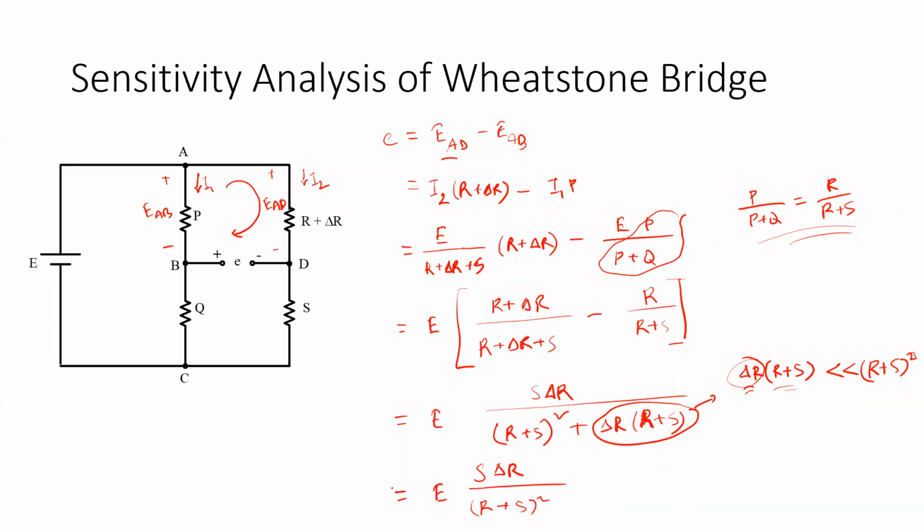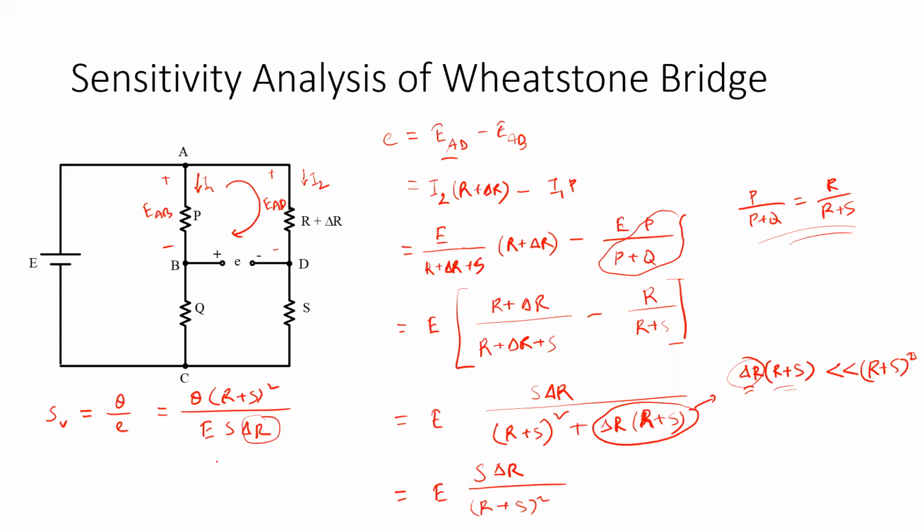Now, putting this expression in the expression which was written in the previous slide for voltage sensitivity, we can write it as theta into R plus S whole square divided by E into S into delta R. For a particular arrangement, R, S, E, and this S also, are supposed to be constant. So you can in this way relate the voltage sensitivity with respect to the change in resistance.